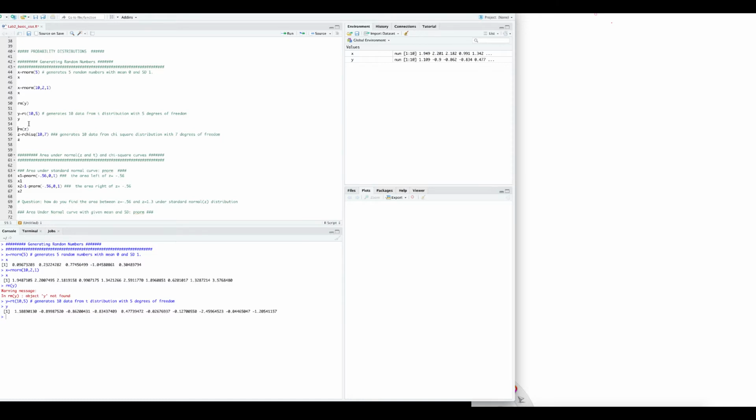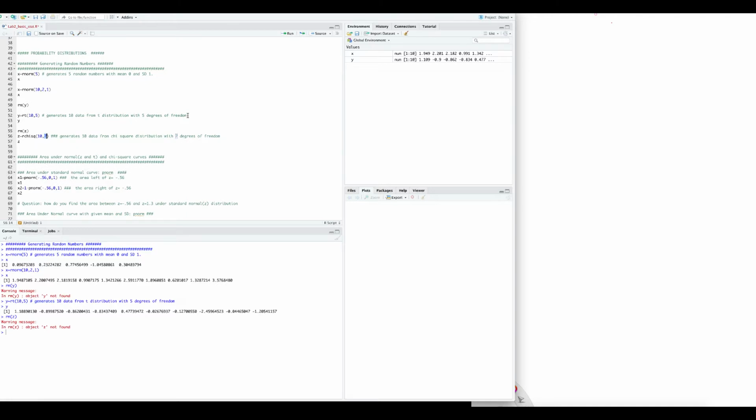Let me generate random numbers from the chi-square distribution. Here n is 10 and the degrees of freedom is 7. So you want to generate 10 random numbers from the chi-square distribution with 7 degrees of freedom. How does the graph of the normal and chi-square distribution look like?